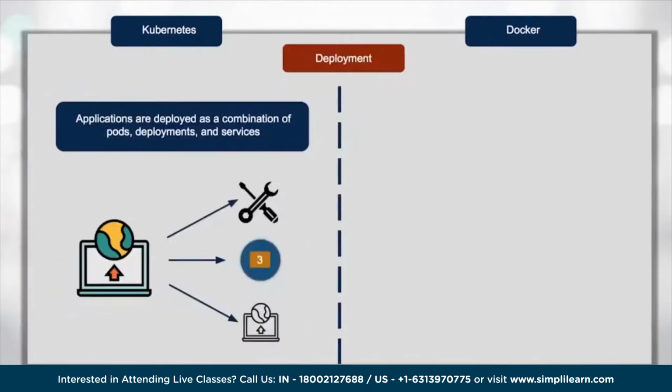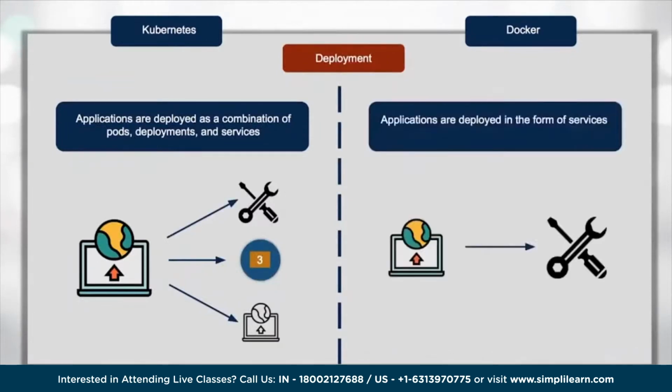So we look at the deployment between the two and the differences. Kubernetes is really designed for a combination of pods and services in its deployment, whereas with Docker, it's about deploying services in containers.